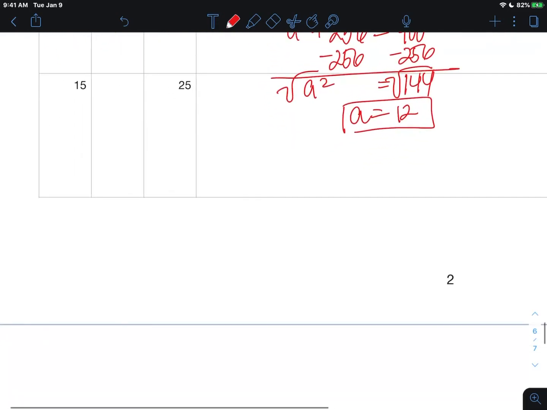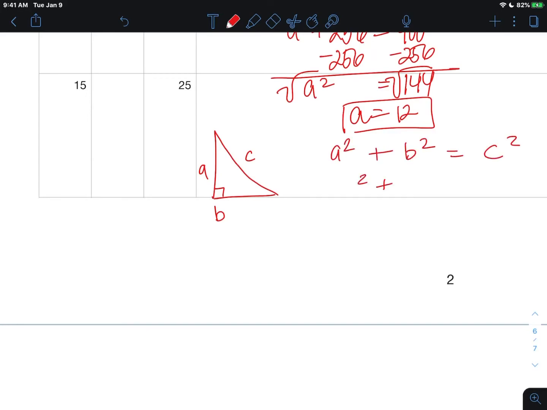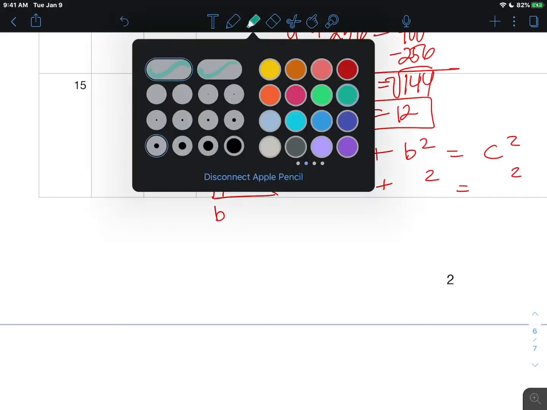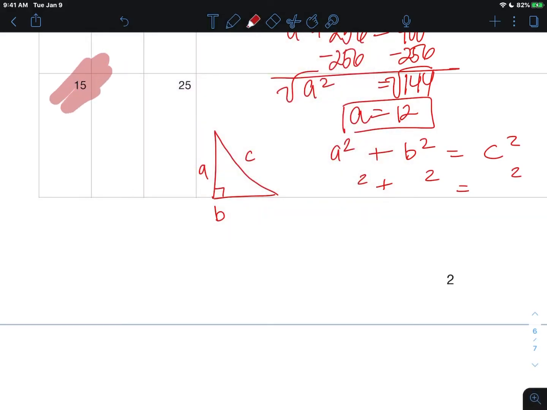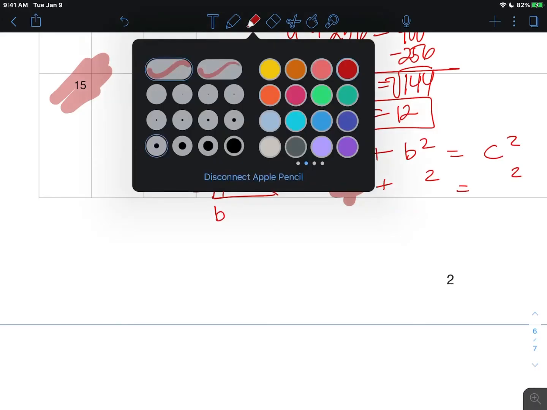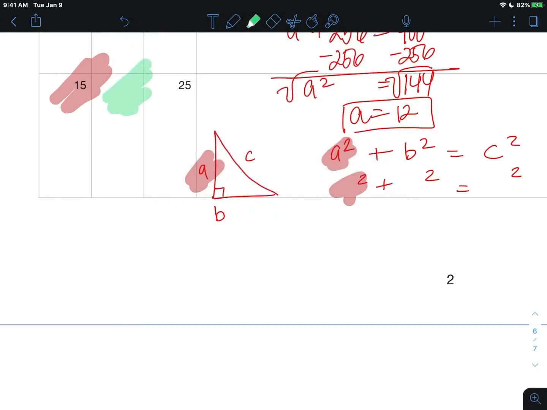All right, last problem. First, I'm going to draw my triangle, right angle, CAB. I'm going to put down my formula. Okay, got that. Let's start color coding my A's, my B's, which looks like the guy that I'm looking for, and of course, my C's, my hypotenuse. Let's fill those in. A squared plus B squared equals C squared.